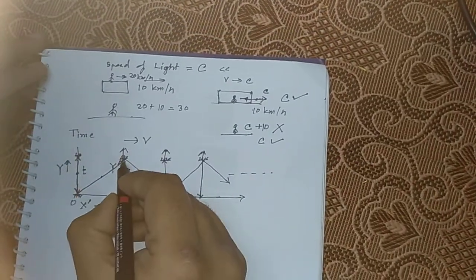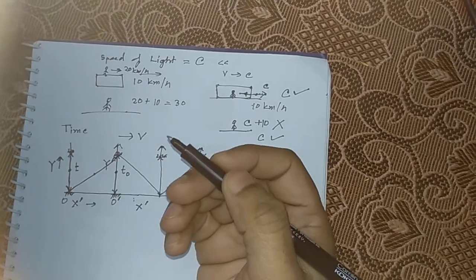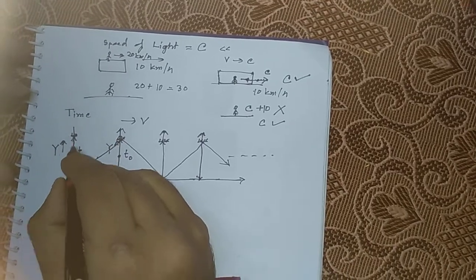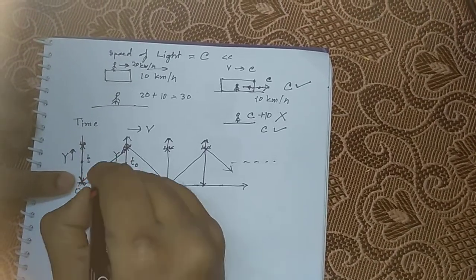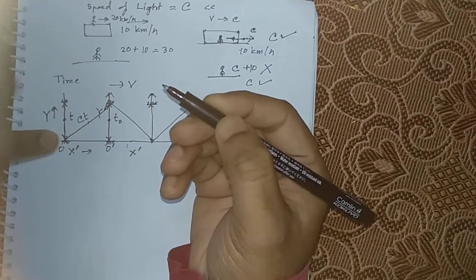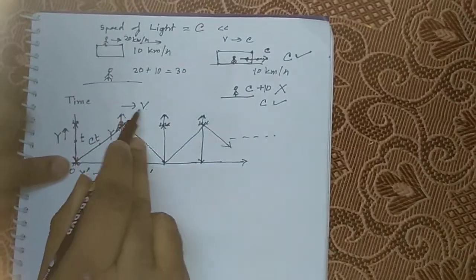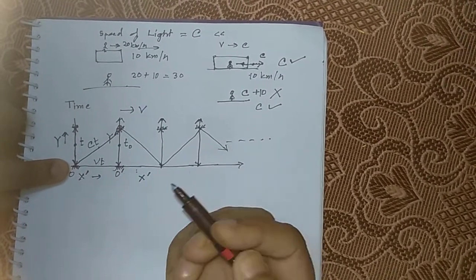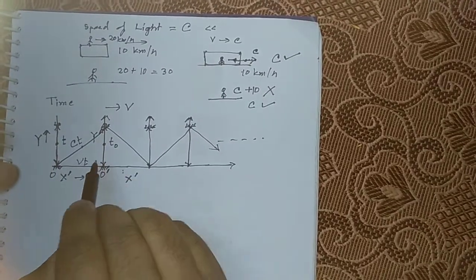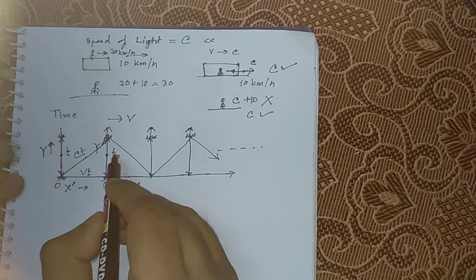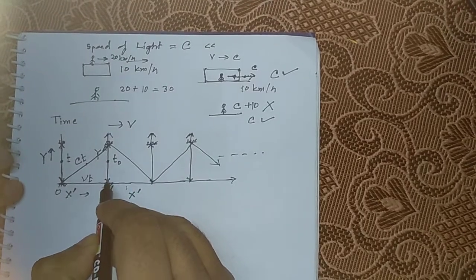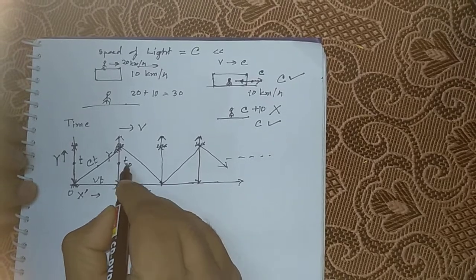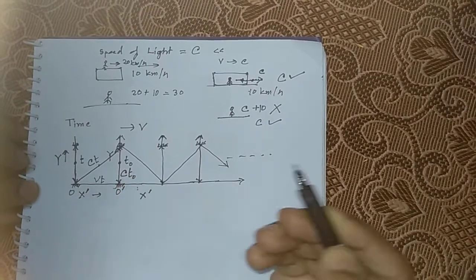So what is the path length? The velocity of the photon is c and it takes time t with respect to this reference frame, so this path is c into t, ct. Since the frame has velocity v in that direction, this path will be v into t, vt. Here the moving reference frame has local time t0, so this path is c into t0, ct0.